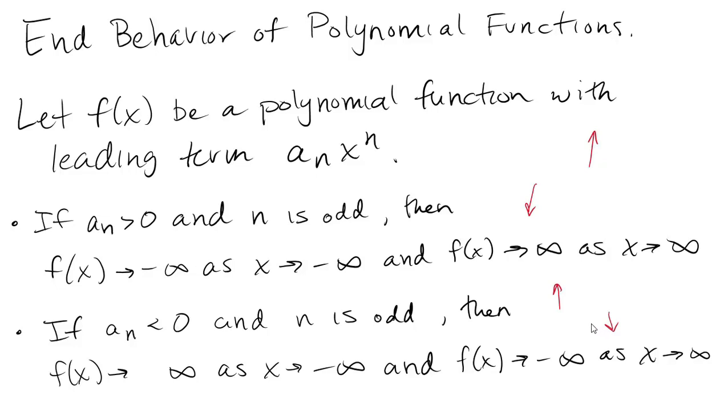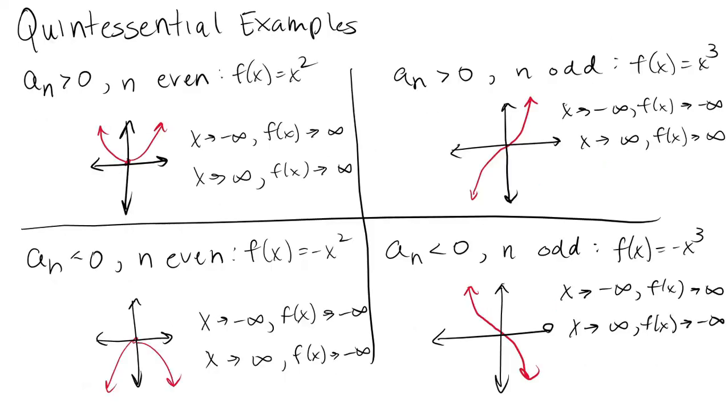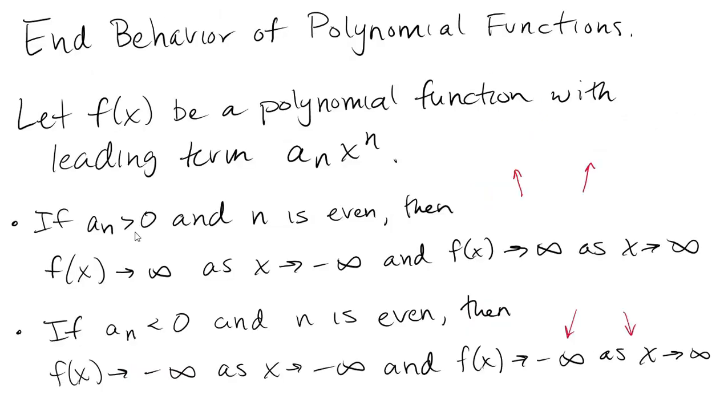Now these are rules that you can just memorize symbol for symbol, but what I like to do is use reference graphs, or what I call quintessential examples of each rule. If you can remember one function with those properties, and the fact that all functions with related properties point in the same direction on the ends, then you know the rule. Here's what I mean by that. I said on the first slide that if a sub n is positive and n is even, then both ends point up.